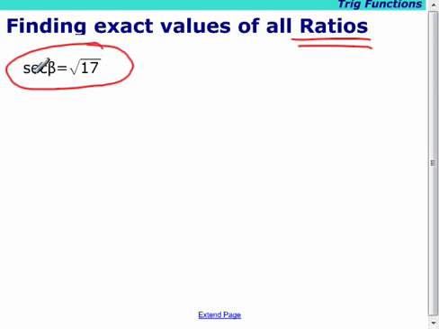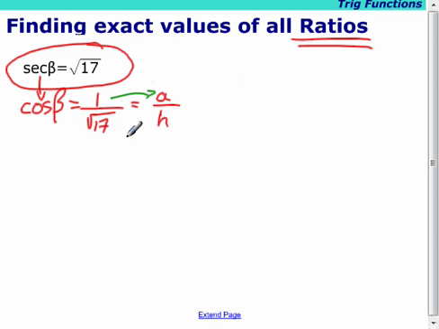Secant beta is equal to root 17. Well, secant I know is the reciprocal of cosine. So if I take the reciprocal of this, I must take the reciprocal of that. That's 1 over root 17. But I know that the cosine ratio relates the adjacent side to the hypotenuse. So in terms of ratios, the adjacent side must be 1 if the hypotenuse is root 17.